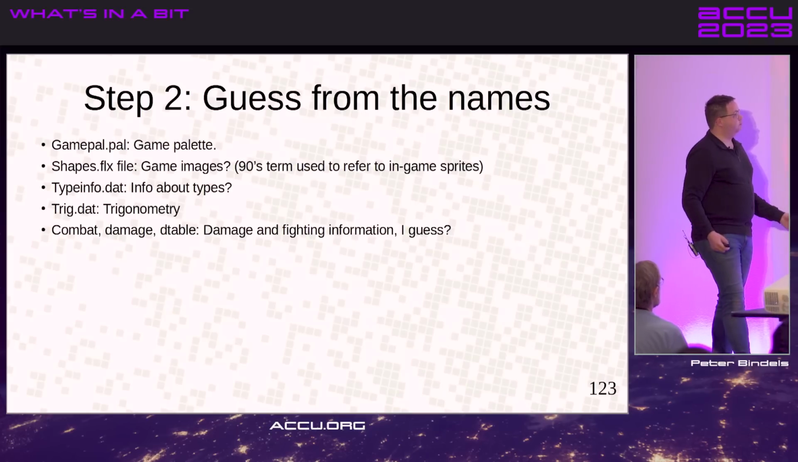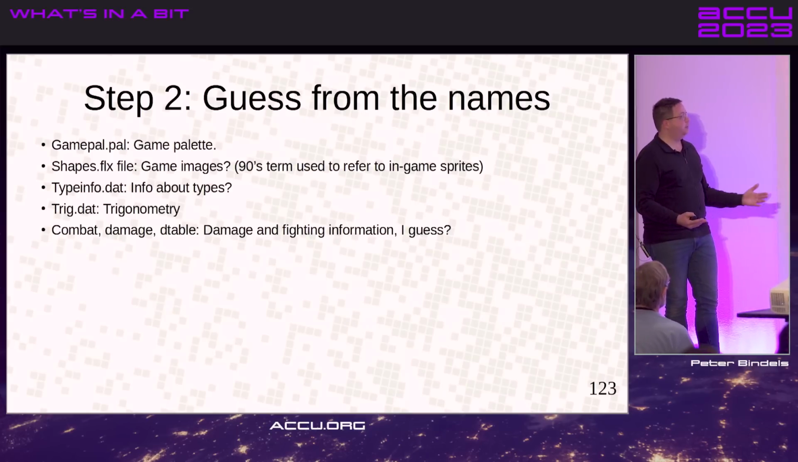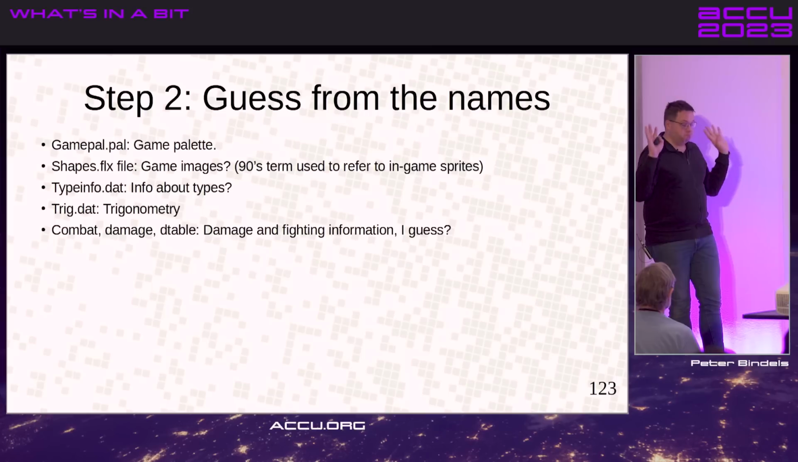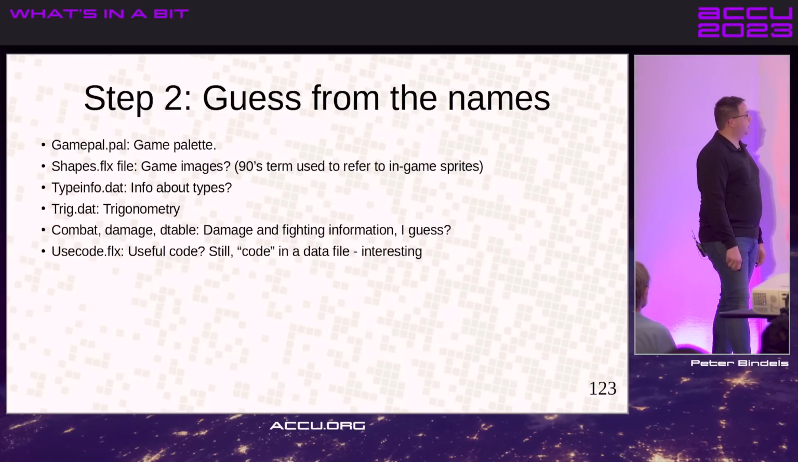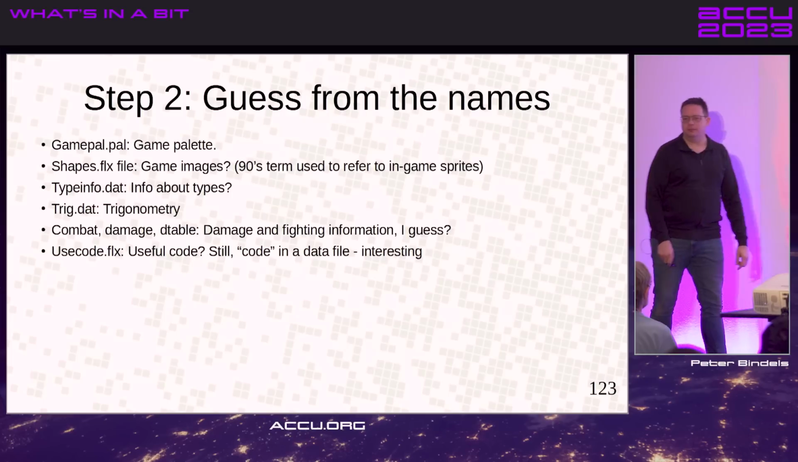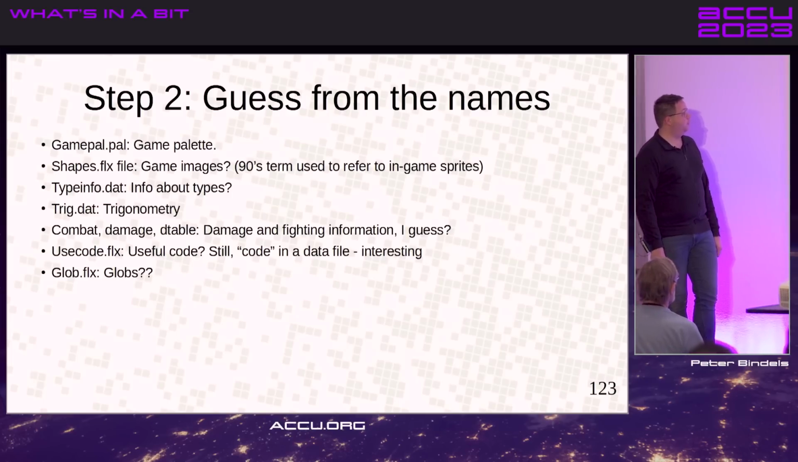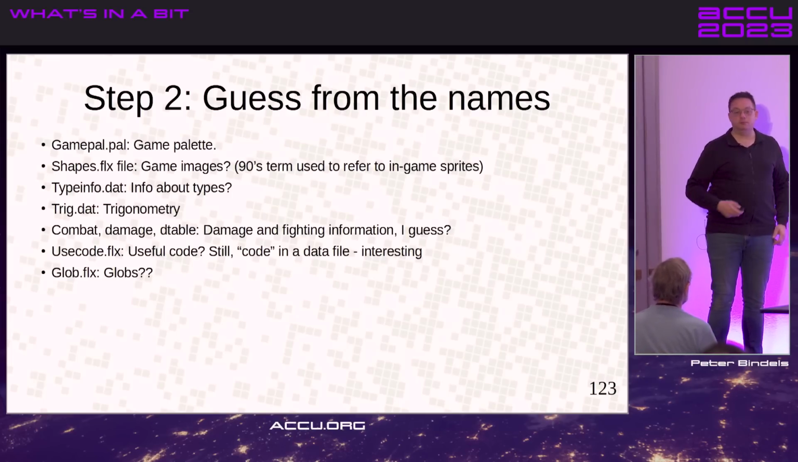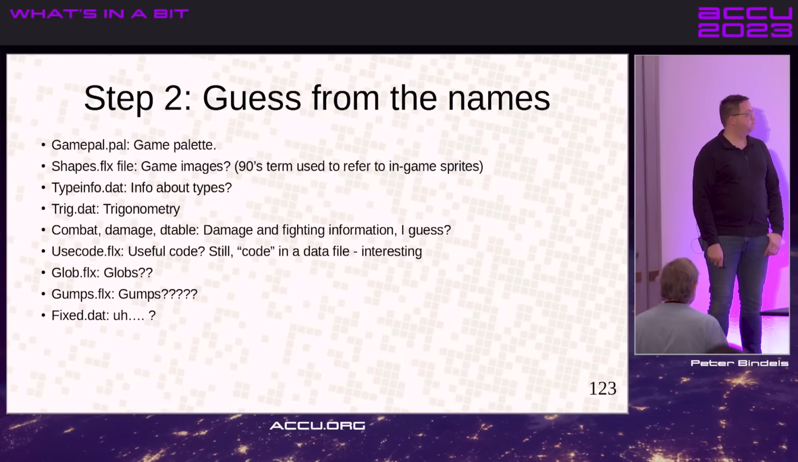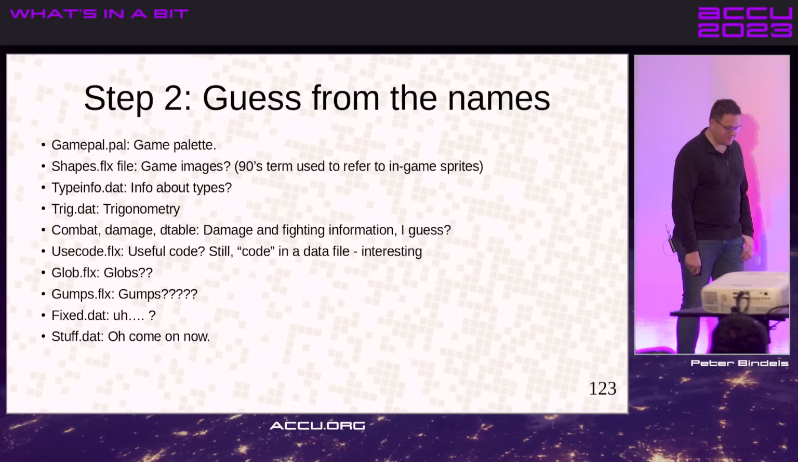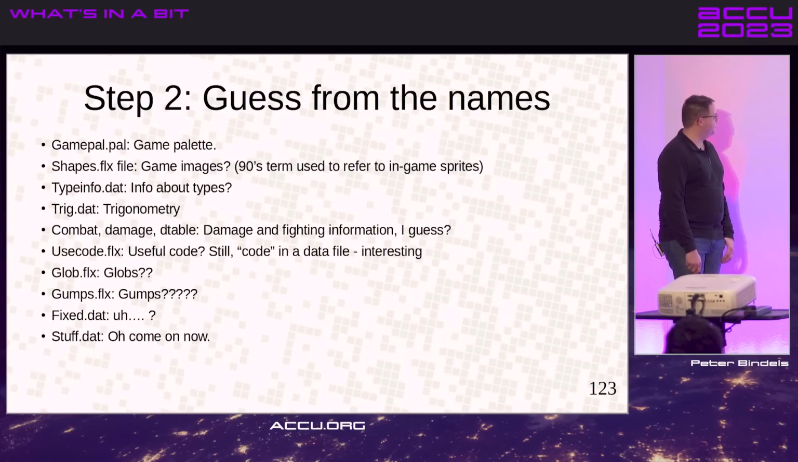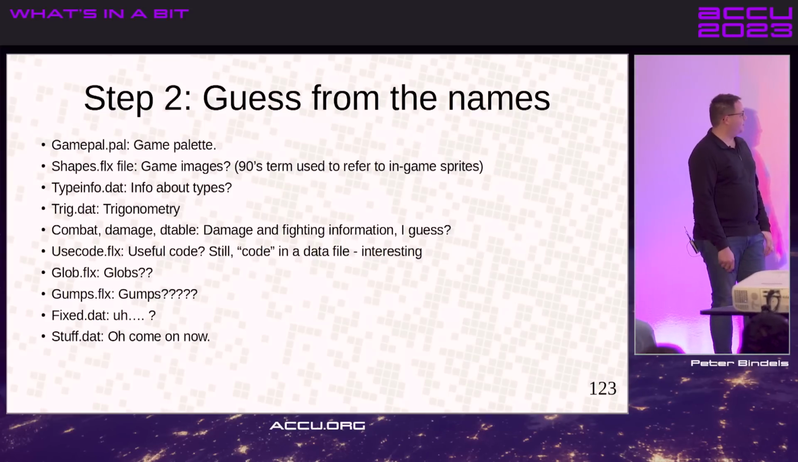Yeah, we can do that. Combat, damage, and D table. Combat information, data, damage information, and damage table. Sounds okay, it's probably that. Use code. That's a data file with code. That's interesting. It's going to be a hard one to figure out. Globs. We got globs and gumps and fixed and, you know, stuff. That's going to be hard.